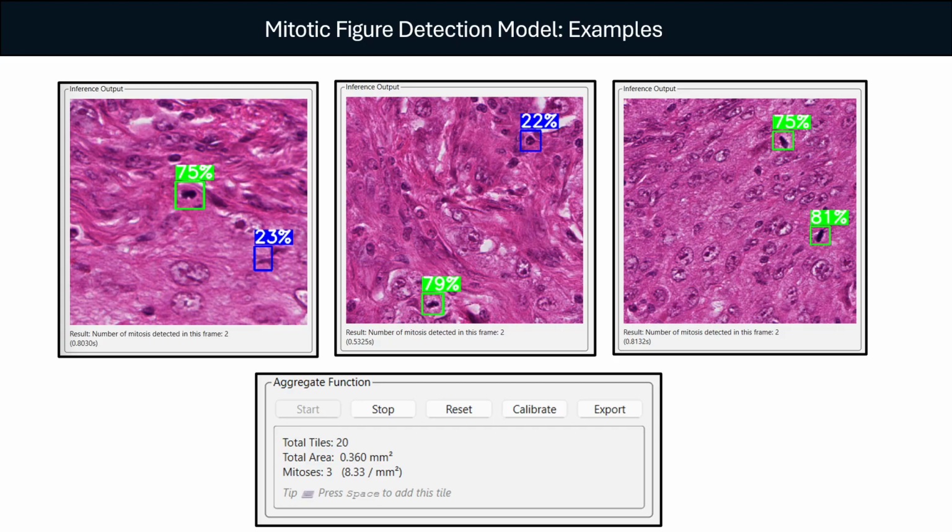So here again is a zoomed in version of what was happening. In real time, OnSight was detecting and highlighting mitotic figures as we navigated through the slide, updating the total count within each field of view. OnSight also includes an aggregate function that allows users to combine data across multiple regions, providing the total analyzed area and mitotic density per square millimeter.